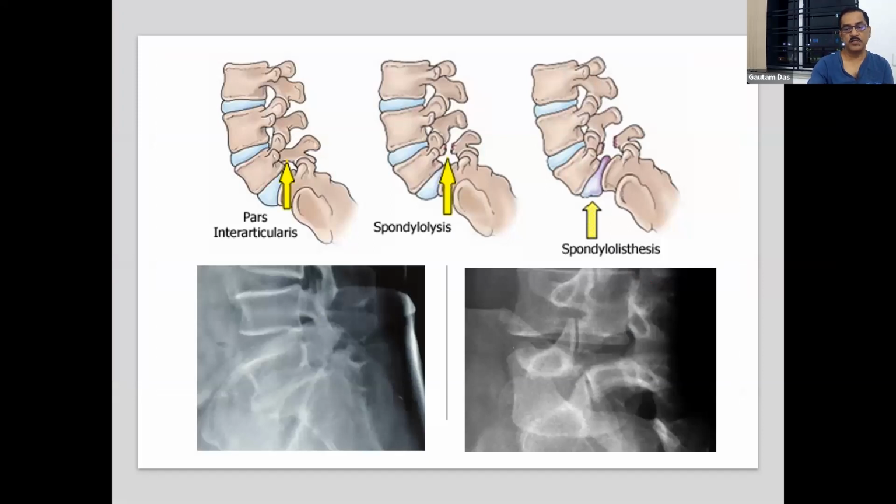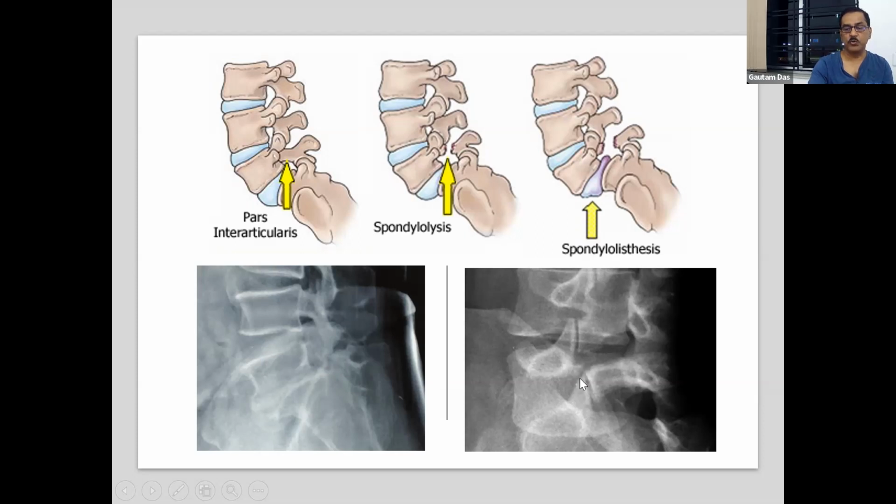Now here you can see the spondylolysis. You see the pars interarticularis. It is best understood by the oblique view. This is the oblique view, but this is the lateral view. The lateral view also you can assess, but because of the lateral view, the other side pars interarticularis is superimposed. Sometimes it is difficult to diagnose the fracture.